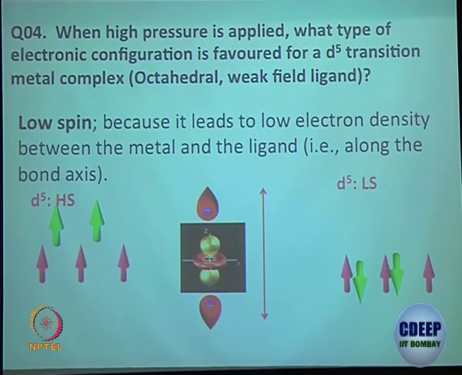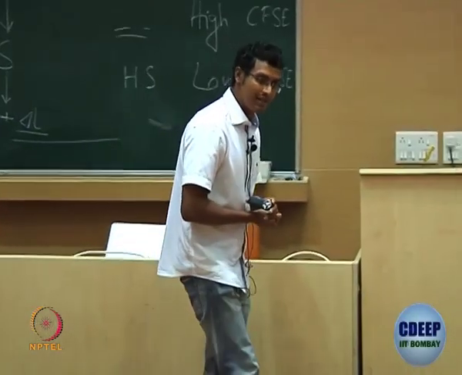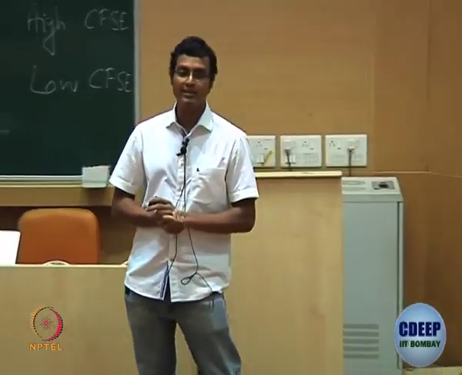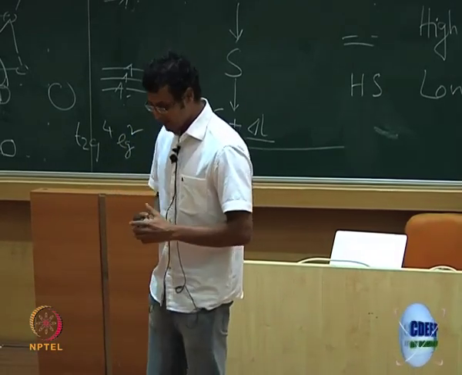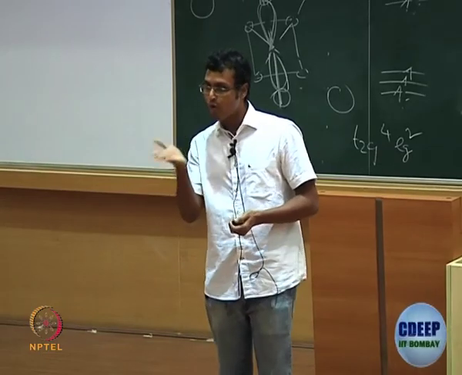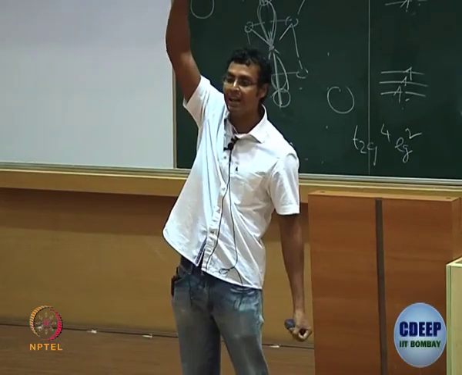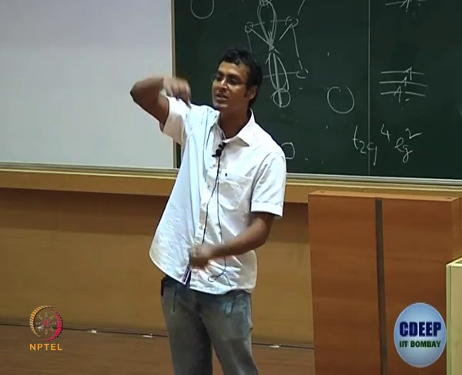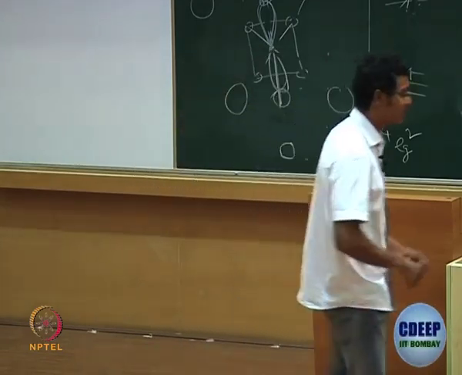Not clear. When high pressure is applied, I will tell you, it is not clear to me as well. Let me see, what type of electronic configuration is favored for a D5 transition metal complex. So for D5, you are going to have two configurations, right: t2g3 eg2, and another configuration t2g5 eg0. Now, if you apply more field, you are going to split between the t2g and eg levels. If you are pulling out, you are going to separate out the t2g versus eg. Still not clear, I am getting more confused, I'll bring it back, okay, leave it.